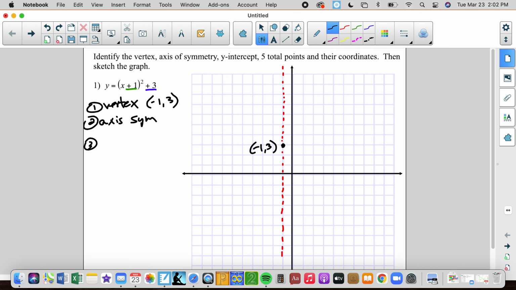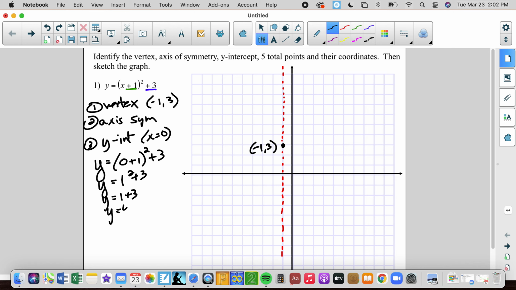3 is going to be find the y-intercept. We find the y-intercept by plugging in 0 for x into our equation. So y equals 0 plus 1, quantity squared, plus 3. Y equals 1 squared plus 3. Y equals 1 plus 3. Y equals 4. So my coordinate is 0 because I plugged in a 0, and it produced a 4 for my y value.